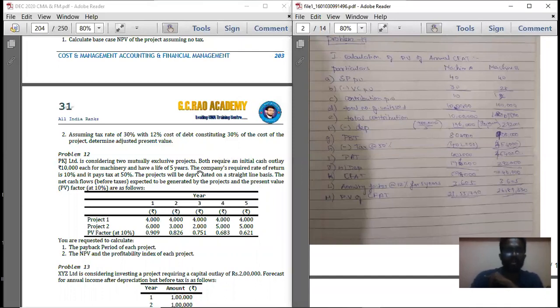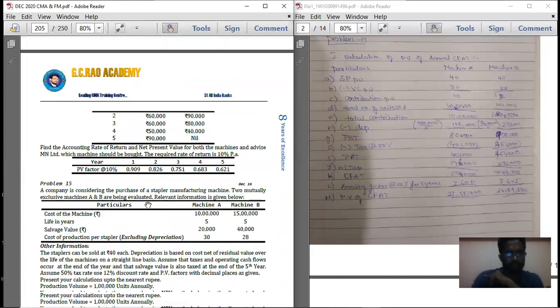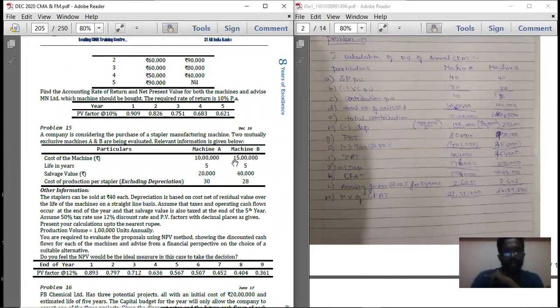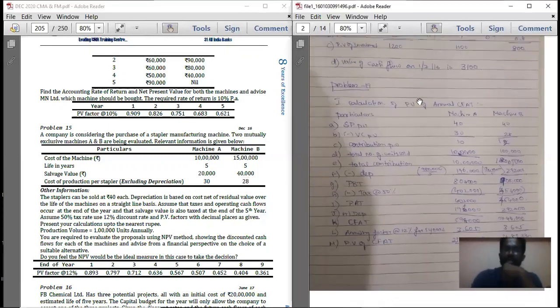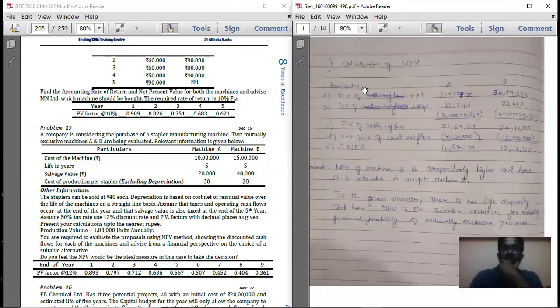Next, what we should calculate is the present value of cash outflow, which we know is 10 lakh under machine A and 15 lakh under machine B. And then we should also calculate the present value of scrap value, that is the cash inflow which you get at the end of the 5th year under both the machines. So next, put the heading, next statement. Statement number 2, calculation of NPV.